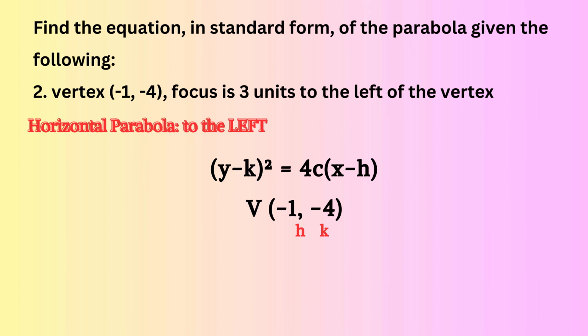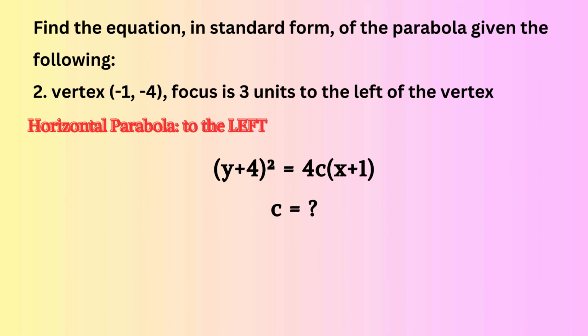Substituting k with -4, and h with -1, we have (y minus -4) squared equals 4c times (x minus -1), or (y plus 4) squared equals 4c times (x plus 1).